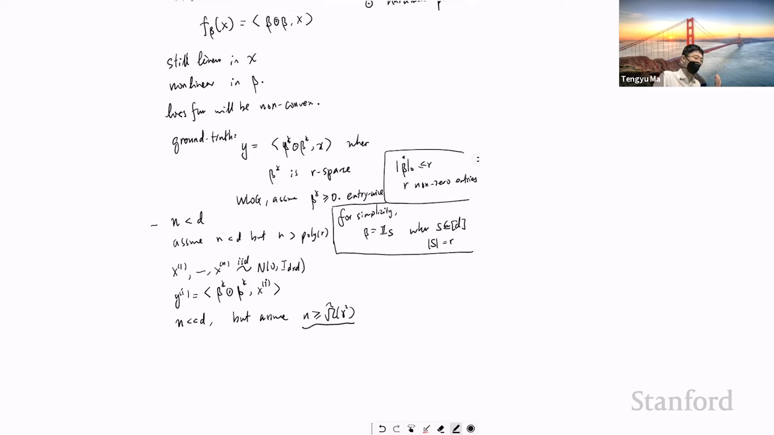But still, if r is very small, then you can still make n much smaller than d and still bigger than r squared. Let's say r is a constant. That's probably the right way to think about it. Any polynomial dependency on r is fine, so that n is just something like a big constant, but n could be much less than d.